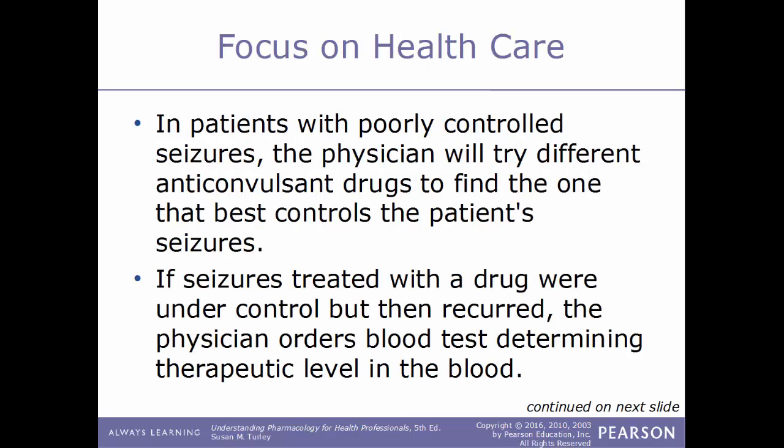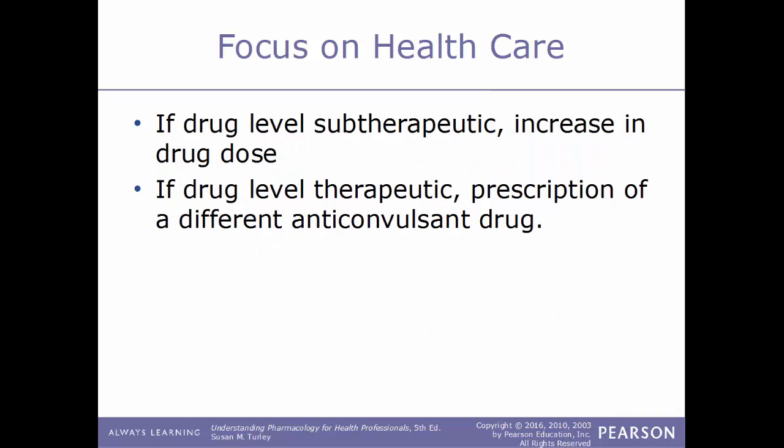In patients with poorly controlled seizures, the physician may try a different anticonvulsant drug to find the one that best controls the patient's seizures. If seizures treated with the drug were under control but then reoccurred, the physician orders a blood test determining the therapeutic level in the blood. If the drug level is subtherapeutic, there would be an increase in drug dose. If the drug level is therapeutic, then a prescription of a different anticonvulsant drug would be needed.